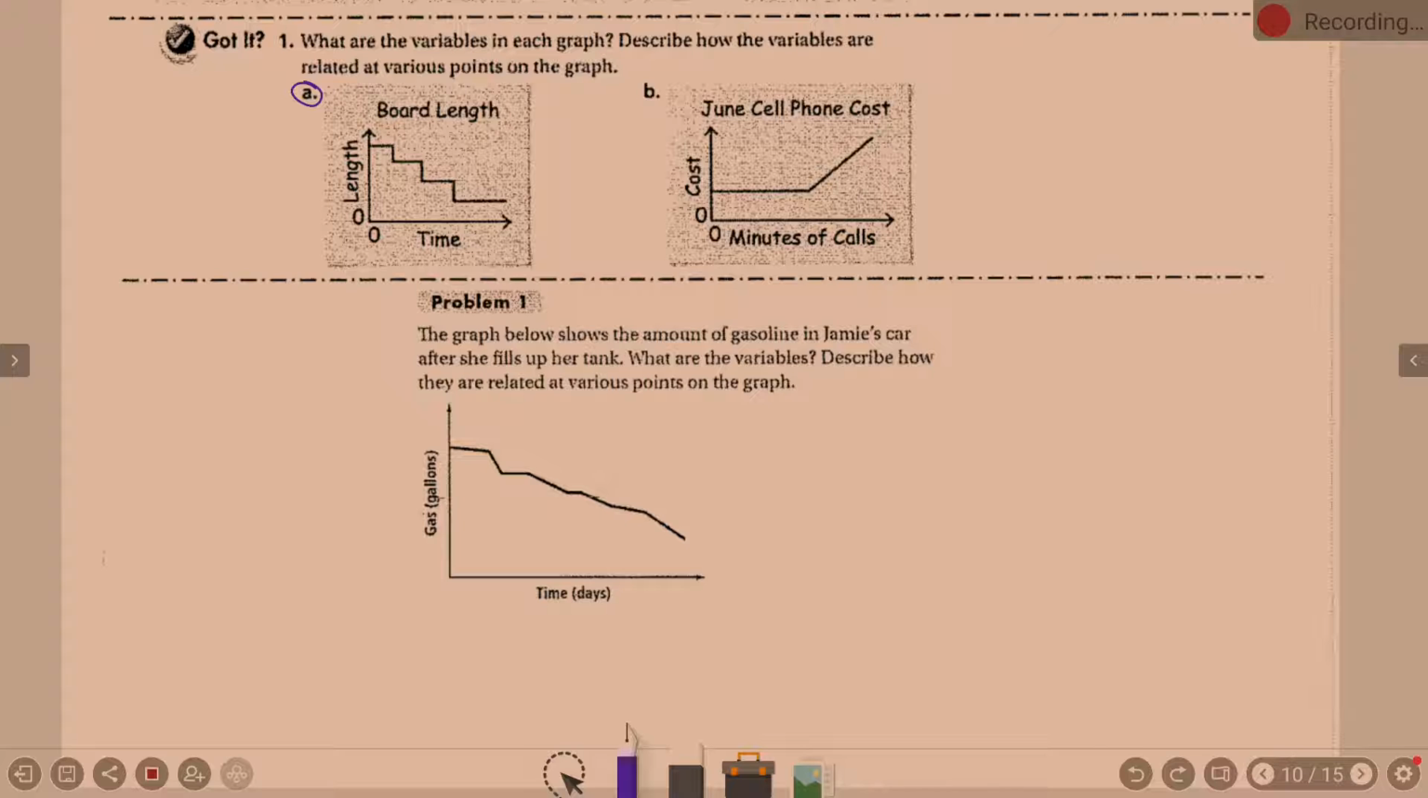So, example A. First of all, what are my variables on that graph? Time and length, right? The two different labels on your axes. So my variables here are time and length.